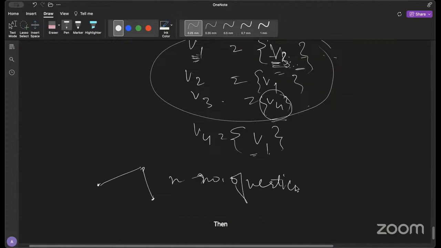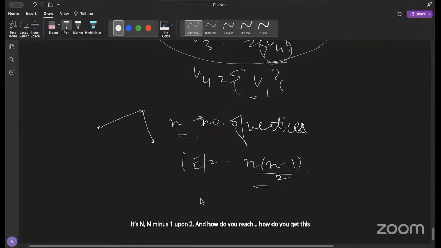Then how many maximum edges are possible in an undirected graph? An undirected graph with n vertices, how many maximum edges are possible? It's n(n minus 1) upon 2. And how do you get this n(n minus 1) upon 2?